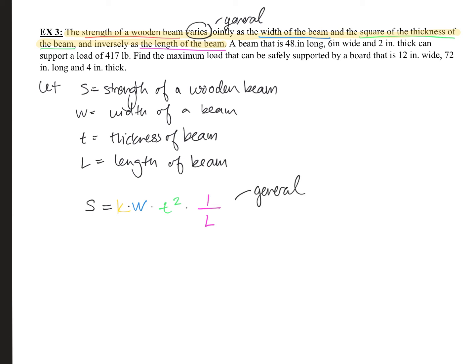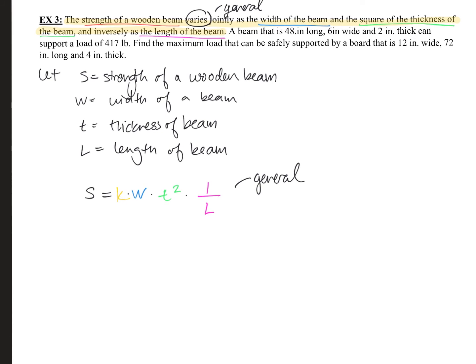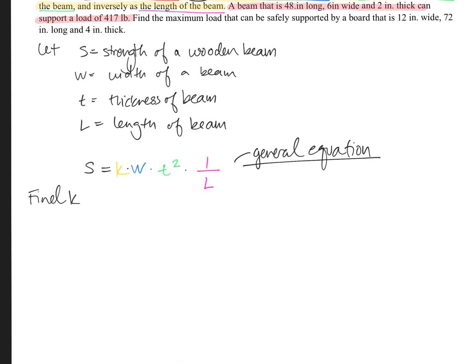Why is it the general? We haven't found k yet. So now we need to find k. That is where the second line usually comes in handy. The second line says, a beam that is 48 inches long, 6 inches wide, and 2 inches thick can support a load of 417 pounds. So once again, the second line will usually help us find k.